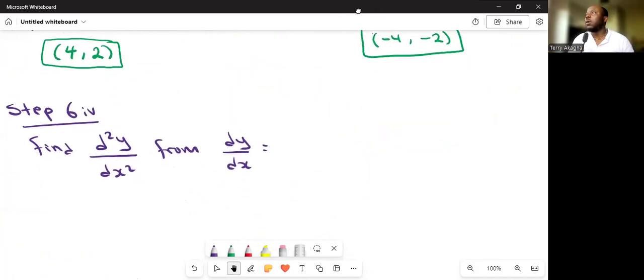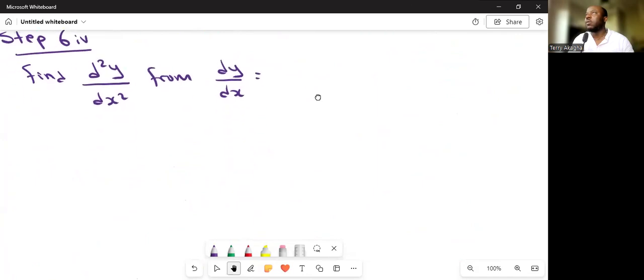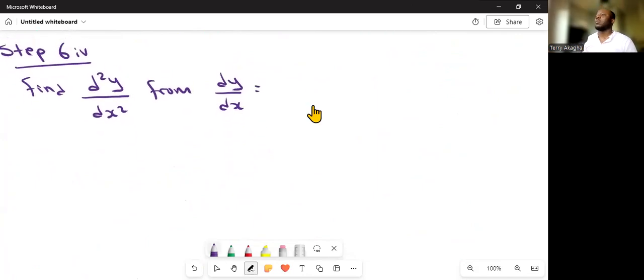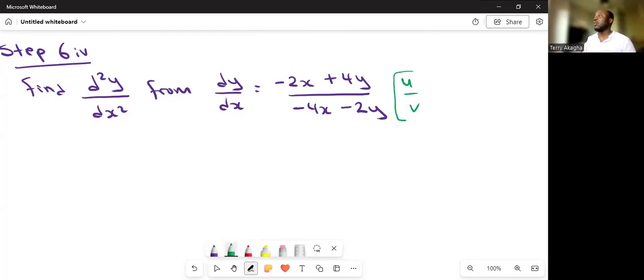So this was from minus 2x plus 4y divided by minus 4x minus 2y. Okay, so the same thing. You can see that there are two functions that have been divided here. We have u and we have v, so it's going to be u divided by v, all right?